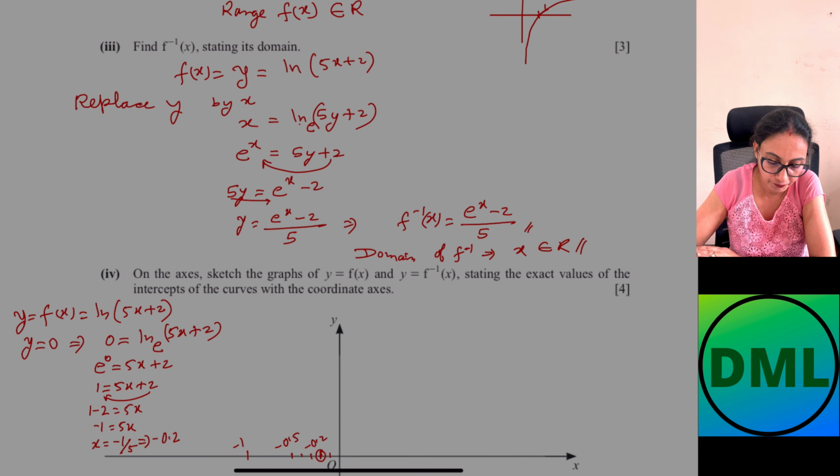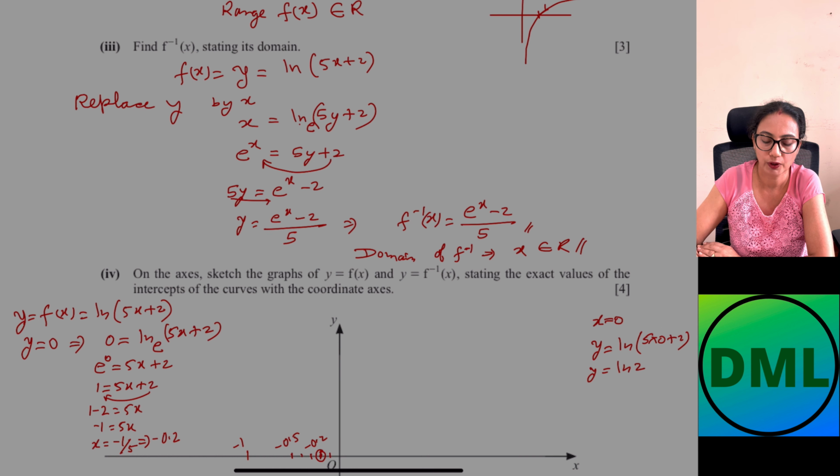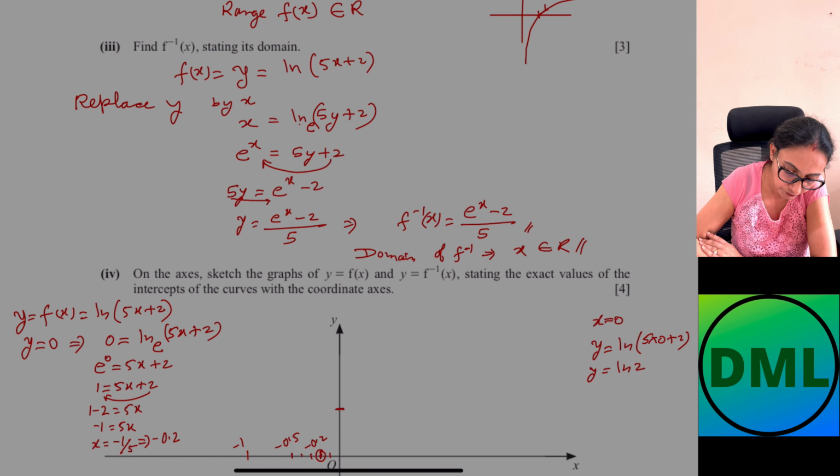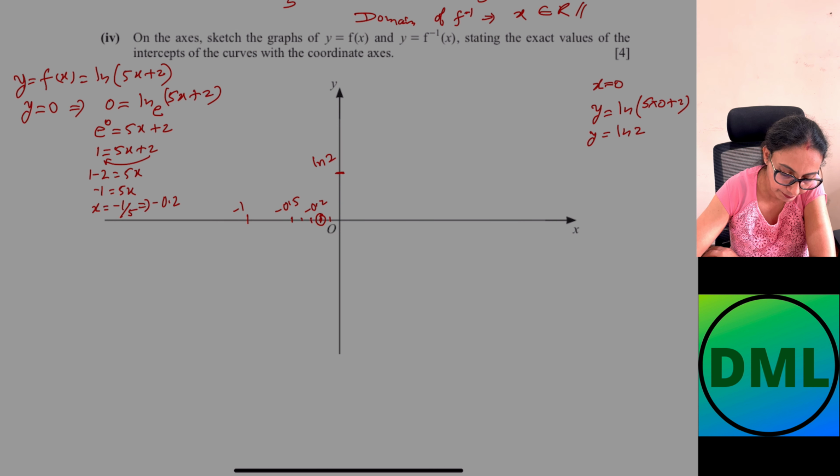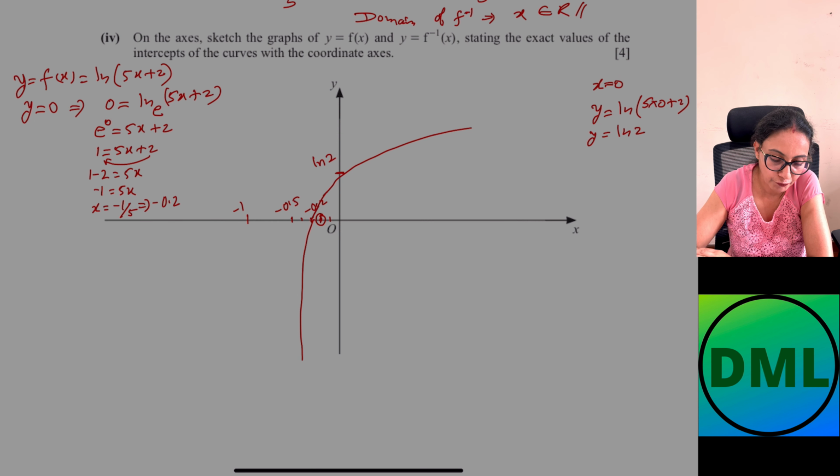I need to find out where it will cut on the y-axis. On the y-axis, x is equal to 0. Let's substitute x is equal to 0 in the function. We will get y is equal to ln of 5 multiplied by 0 is 0, plus 2. This will be given as ln 2. y is equal to ln 2. Let's suppose that the ln 2 value is lying here. ln 2 is here. I need to plot my graph. So my graph will be approximately given by like this. This will be the graph of my given function ln(5x + 2).